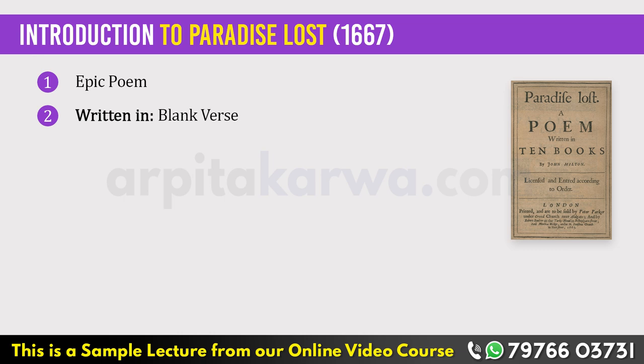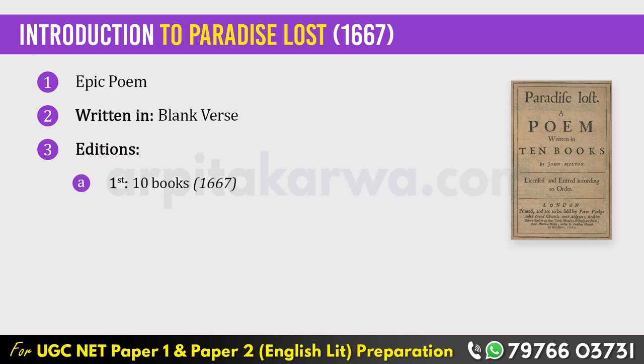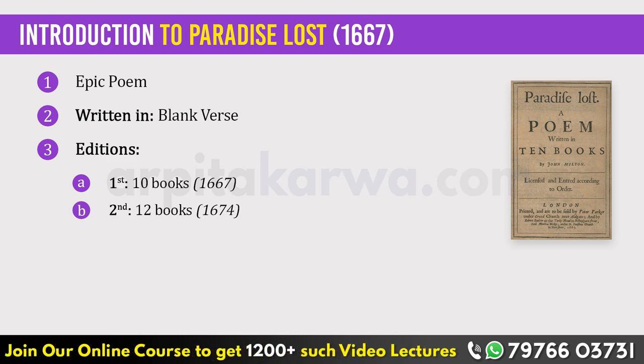This poem was written in blank verse by Milton, and the first version was published in 1667, and it consisted of 10 books, while the second edition was published in 1674, arranged into 12 books. So, as you all must be thinking now, we are going to discuss all the 12 books, but in a manner that will be very simple and interesting.